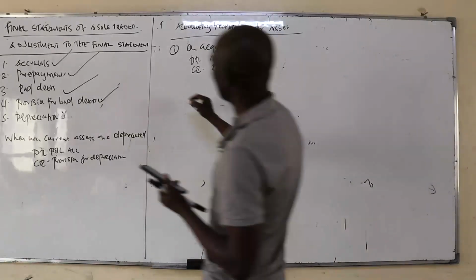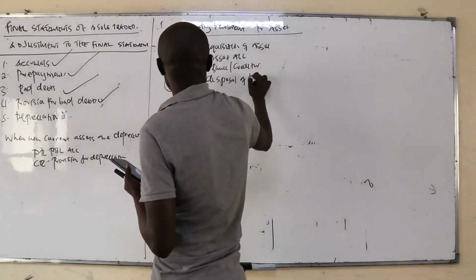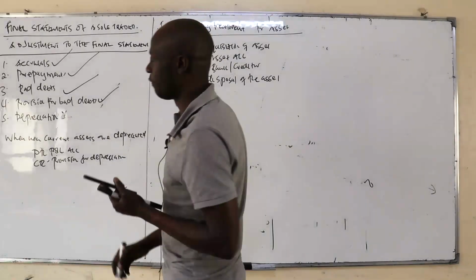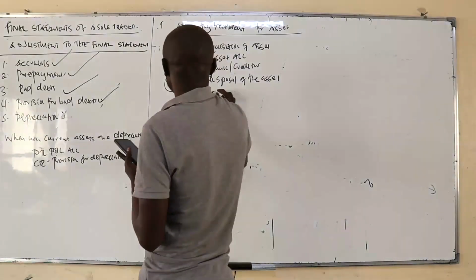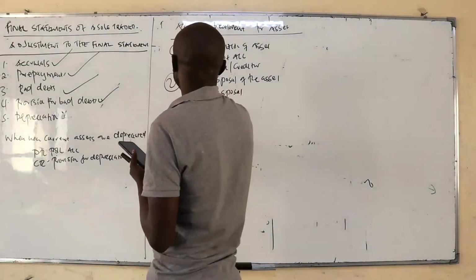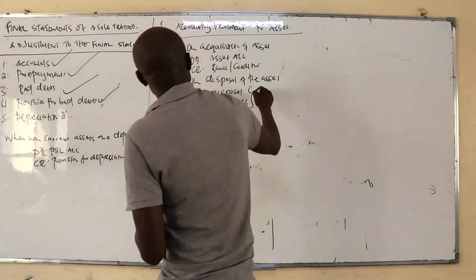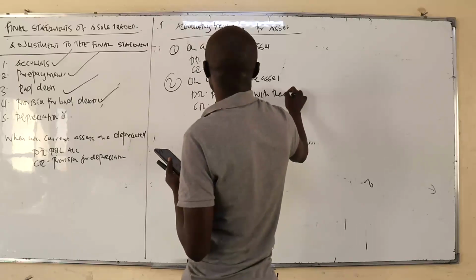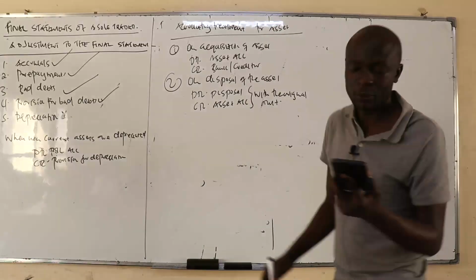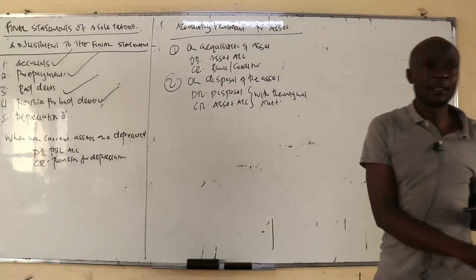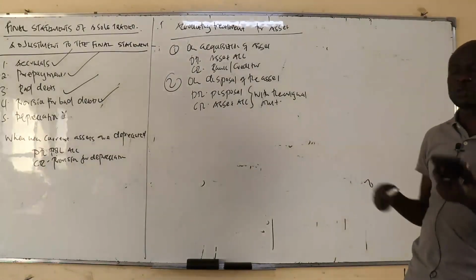Two, on disposal of the asset, when you sell it off, you debit asset disposal account and you credit asset account. Here you credit with the original value, the original amount. So when you sell an asset, you don't credit it with the amount of money you're receiving for the sale. You just use the original amount.